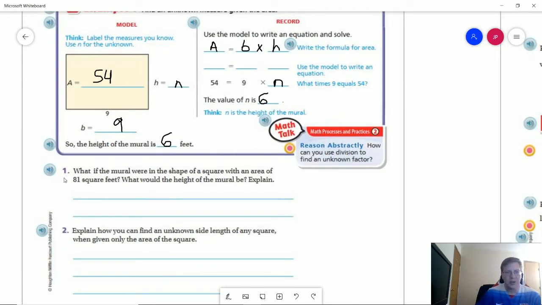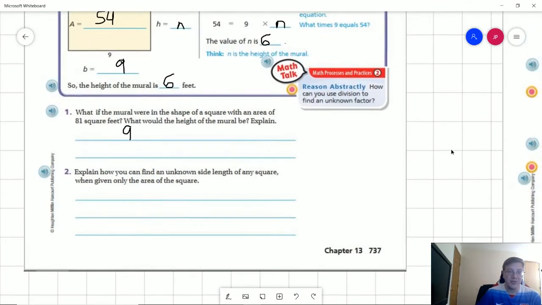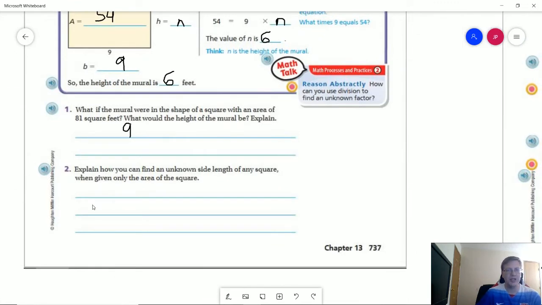Number 1 down below: if the mural were in the shape of a square with an area of 9 feet, what would the height be? Well, we've already been given this particular measurement of 9. So the way that we would change it would be to change our height to 9. And so the height would end up being 9 to answer our question, because we've already been given the length of this particular side. We also know that 9 times 9 is 81.